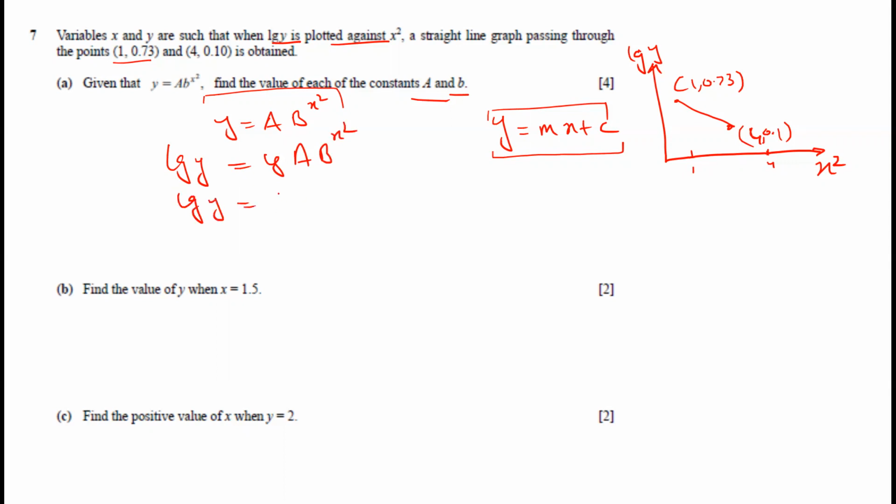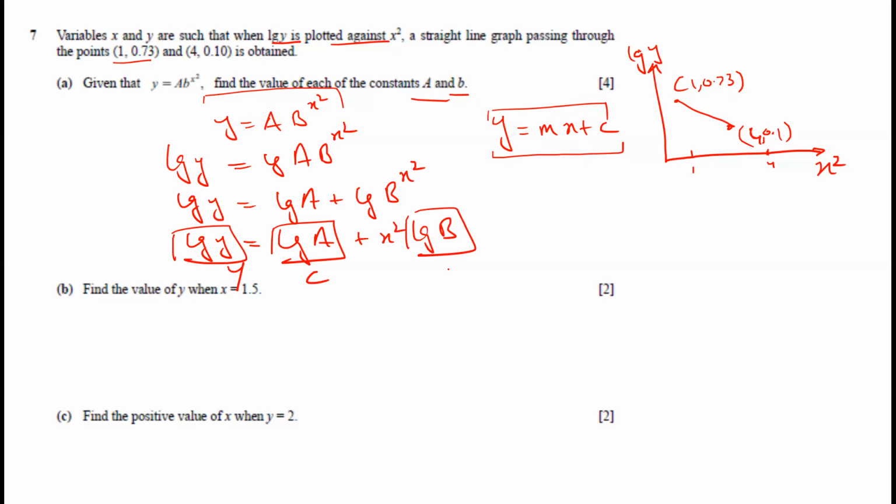So lg y can be written as lg of a times b raised to the power x squared. Using the log property, this can be expressed as lg a plus lg b raised to the power x squared, which can be further written as lg y equals lg a plus x squared lg b. Now we can see that the equation formed is similar to y equals mx plus c. Over here, this is represented by y, this is represented by c, and lg b is represented by m. So m is your gradient. So x over here is your x squared, y is your lg y, and c, the constant, is lg a. Now we know that lg b is the gradient.